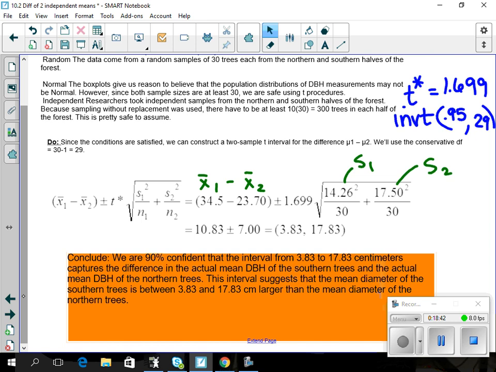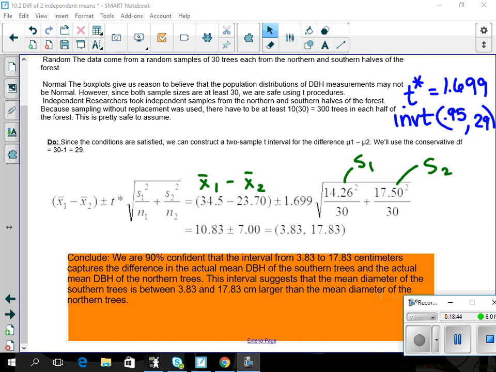And I hate that we did this in red, but it says we are 90% confident that the interval from 3.83 to 17.83 centimeters captures the difference in the actual mean DBH of the southern trees and the actual mean DBH of the northern trees. The interval does suggest that the mean diameter of the southern trees is larger by that much, or by between that much. Yeah? How do we feel?